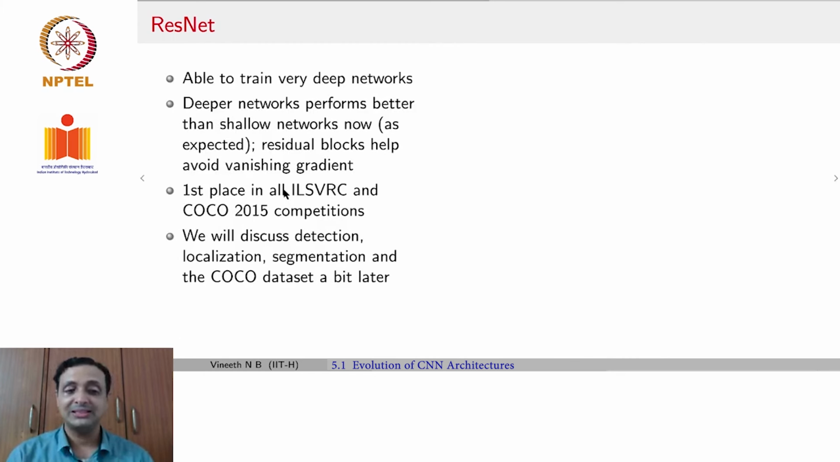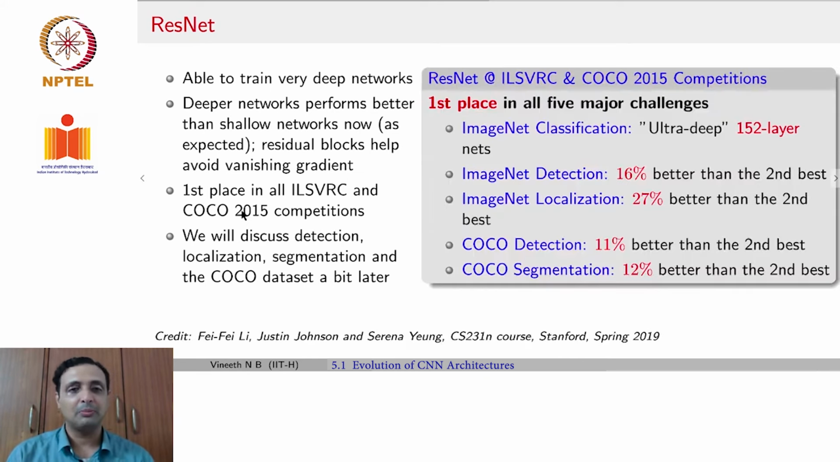And it won the first place in all ImageNet competitions and also a competition called COCO that was introduced in 2015. So in fact, they won the first place in all the major challenges in 2015. ImageNet classification, ImageNet detection, where they were 16% better than the second best. ImageNet localization, where they were 27% better than the second best. COCO detection, where they were 11% better than the second best. COCO segmentation, where they were 12% better than the second best.